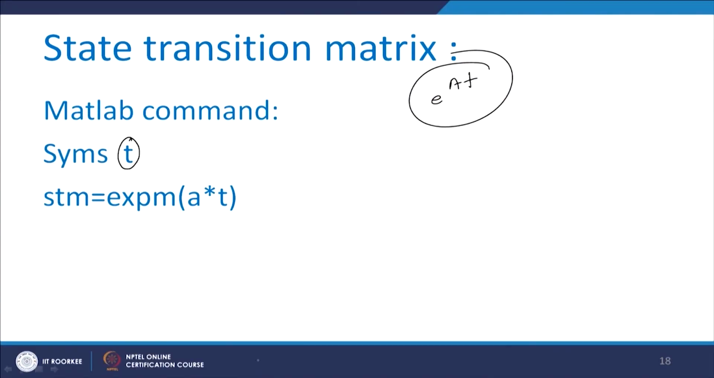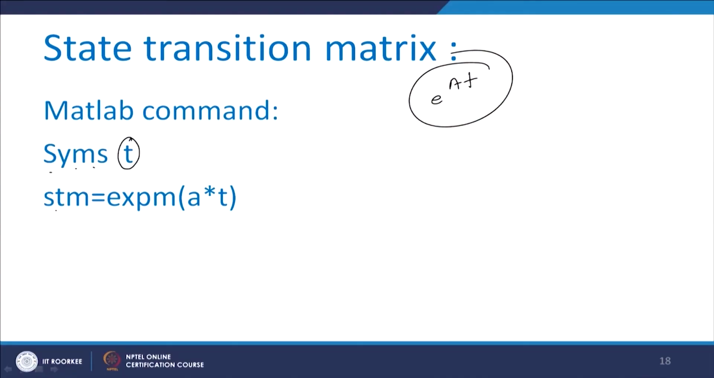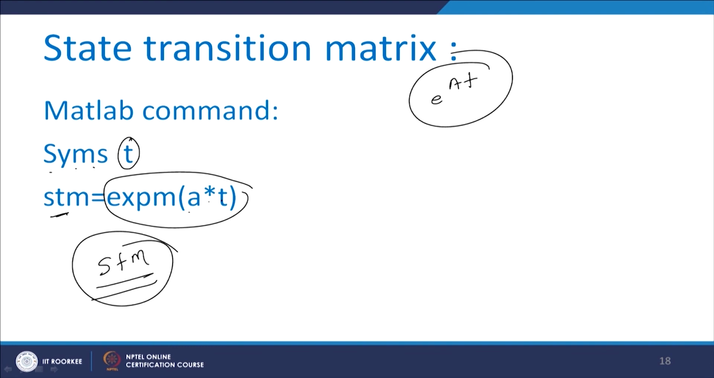But the main thing here is the variable t. If you want the result with respect to time t, in generalized form, we can write the command syms t, and STM equals expm(A*t). If you use this command, you will get the state transition matrix directly. Here A is whatever matrix appears in x dot equals Ax. If you write A star t, we will get the state transition matrix.